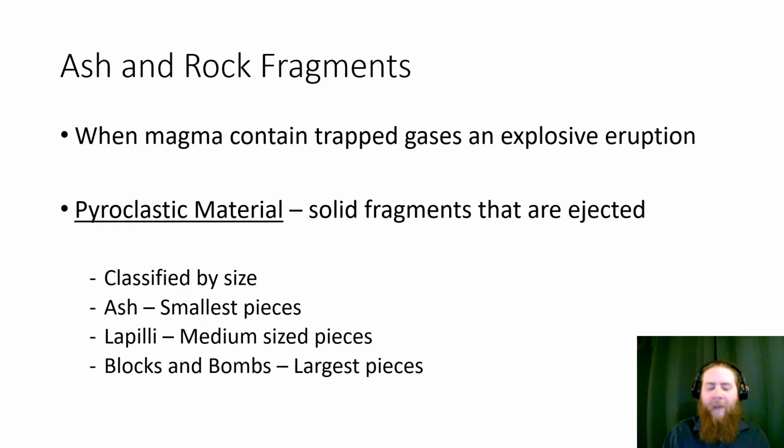Now, not all magma that gets injected is lava. Some of it is ash and rock fragments. When this magma has trapped gases in it, we get a very explosive eruption. We call this stuff that gets erupted, these solid fragments, pyroclastic material. Pyro meaning fire, clastic meaning chunks. When we talked about clastic sedimentary rock, it was the stuff that was big chunks. So pyroclastic material is the solid fragments that are ejected. We classify these by their size. Ash is the smallest pieces, lapilli are our medium-sized pieces, and our largest pieces are called blocks and bombs.